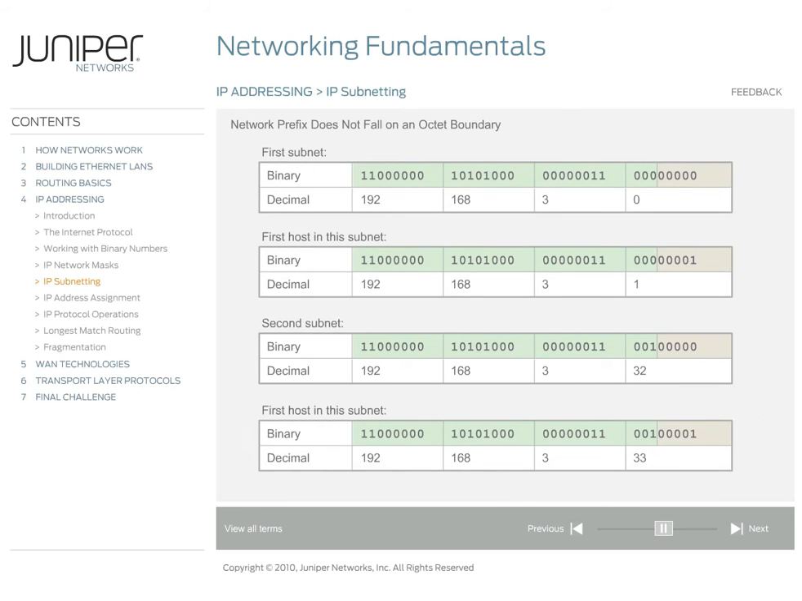The first host address in this subnet, then, is 192.168.3.33. Now this host address looks very different, and here is where the purpose of the mask really becomes clear. If the network prefix does not fall on an octet boundary, it is impossible to determine the actual subnet number without the mask.